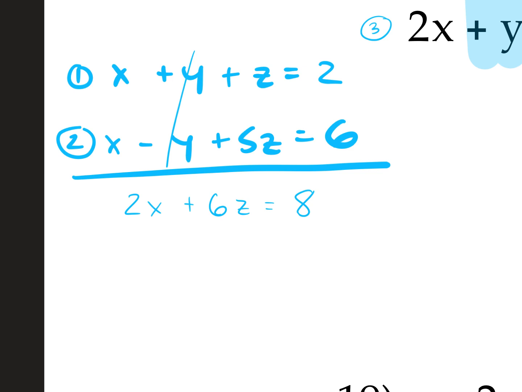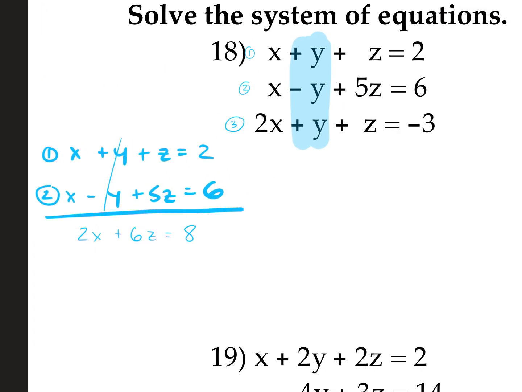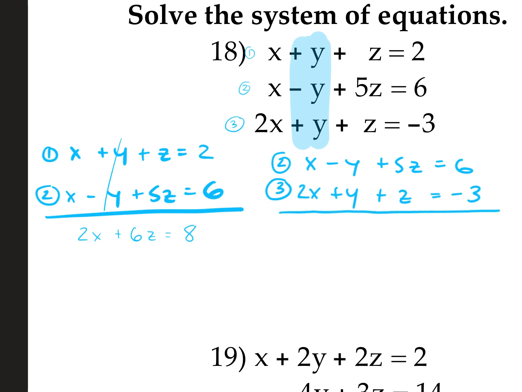Do it again. We have to do that step twice. And since we eliminated y's, we have to stick with y. We have to eliminate that one again. So which two equations do you want to work with now to eliminate y again? Second and third. Good choice. So we have x minus y plus 5z is equal to 6, and 2x plus y plus z is equal to negative 3. Let's combine them together.